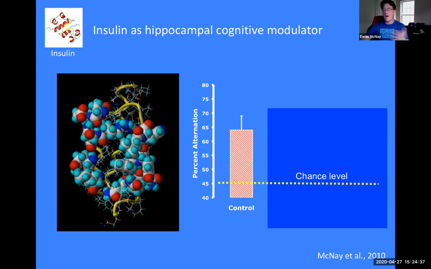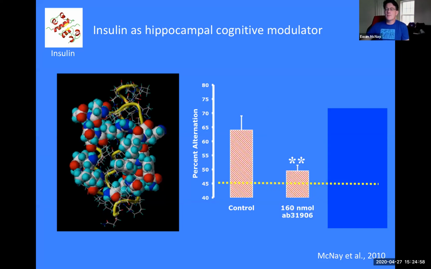A lot of the drug adverts you'll see on TV, the drug name ends in AB, which is an antibody. So these are biological drugs. They're basically antibody fragments that mop up a particular signaling molecule. We did exactly the same thing, except against insulin, directing it directly into the hippocampus. And what you see when you do that is the performance goes down to chance levels.